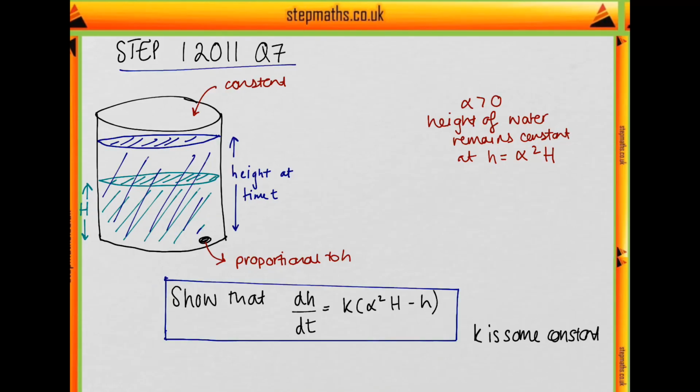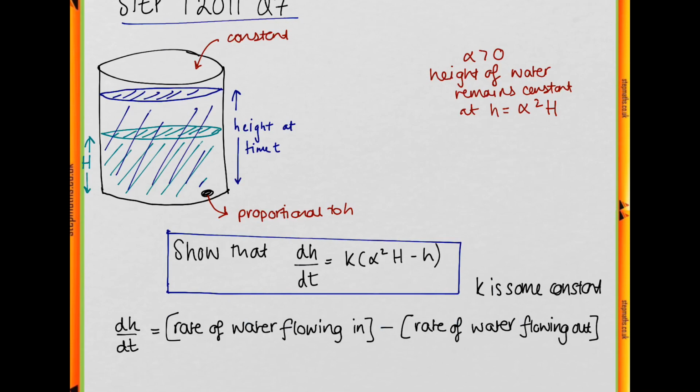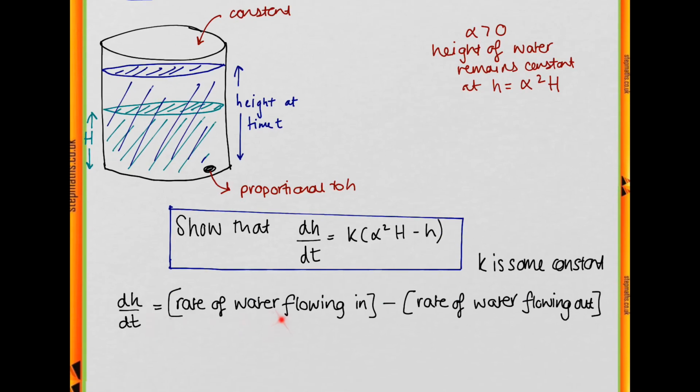So the first part of the question asks us to show that dH/dt, so the rate of change of the height with respect to time, is equal to k times (alpha squared big H minus h), the height of the water at the time t, where k is some constant. So the first thing we need to do is find a differential equation to model the situation of water flowing in and out of the tank. So the way we do this is we say that dH/dt is equal to the rate of water flowing into the tank minus the rate of water flowing out of the tank.